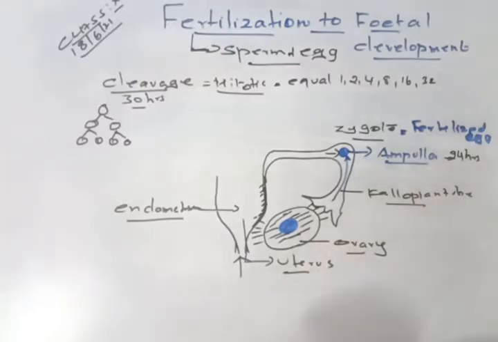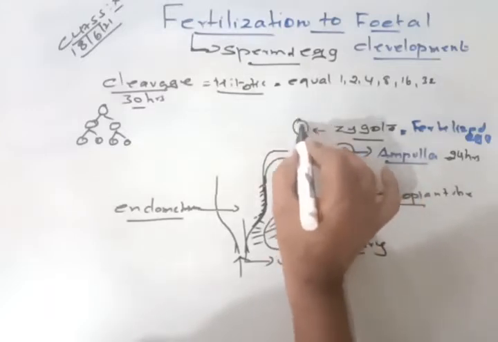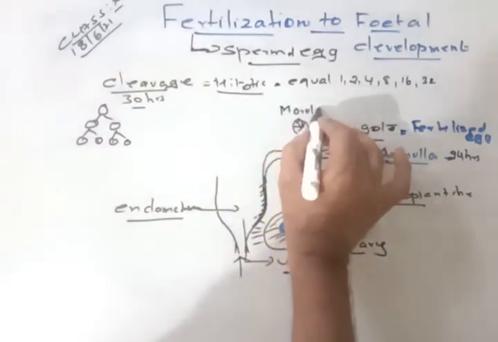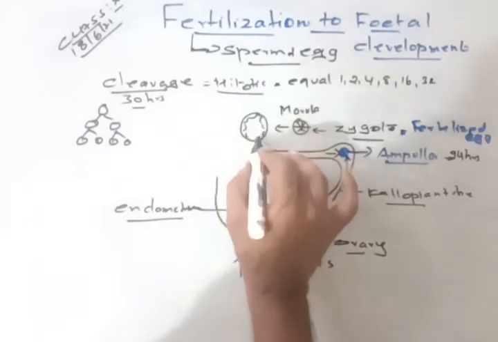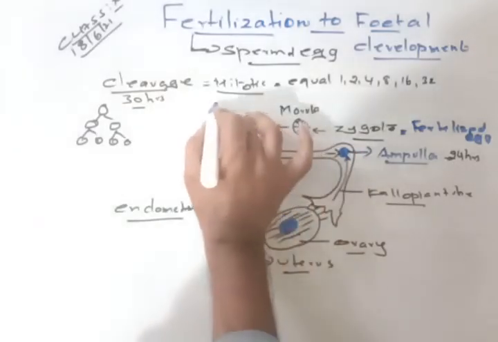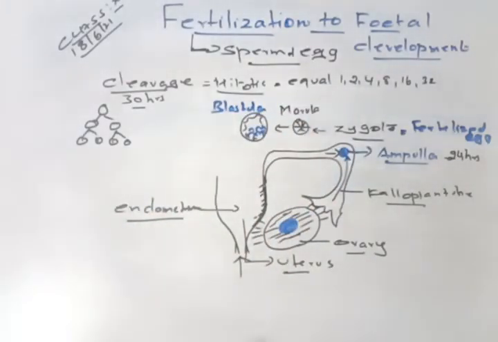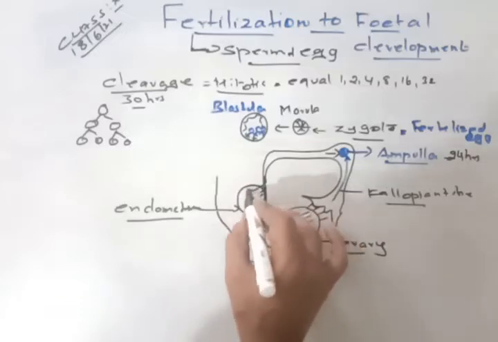Now in this division, the first one is called the zygote. The second one forms divisions of cells like this, and this is called the morula. Further it divides and forms a structure like this, and this structure is called the blastula, or otherwise called the blastocyst. Now this blastocyst will come here to the uterus and will get fixed on this wall like this.